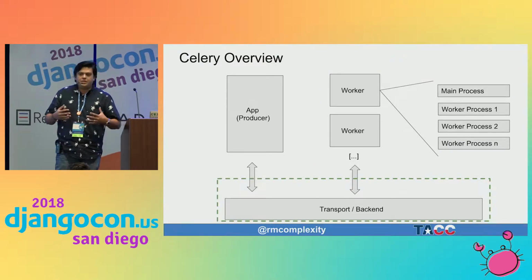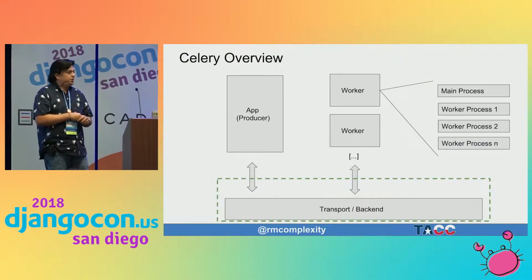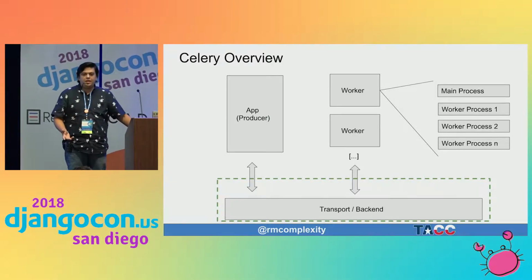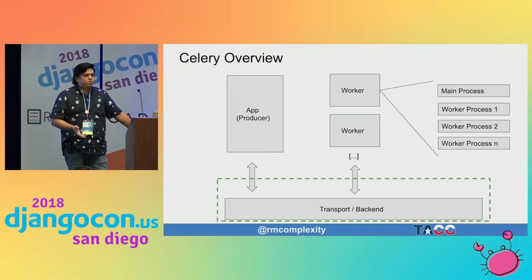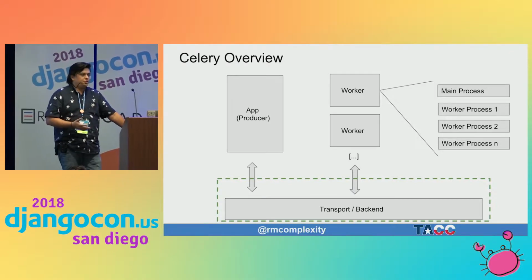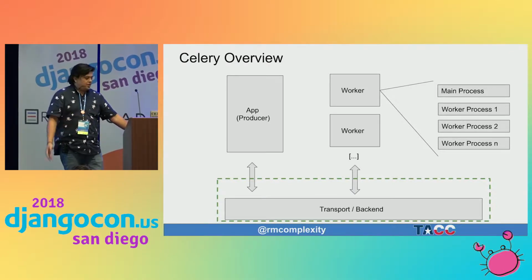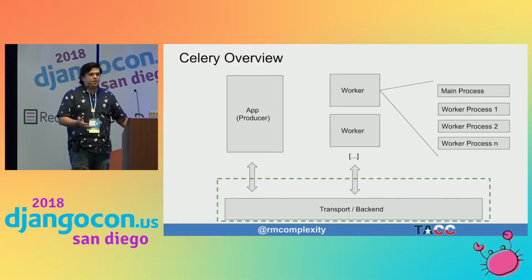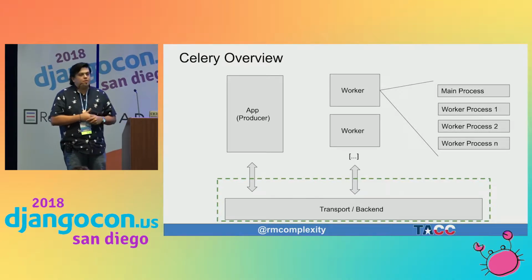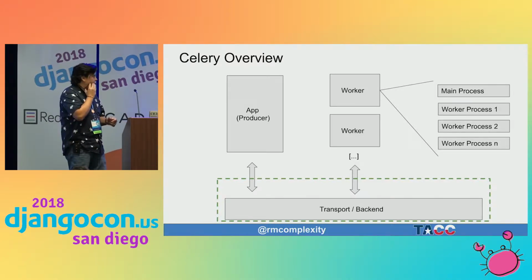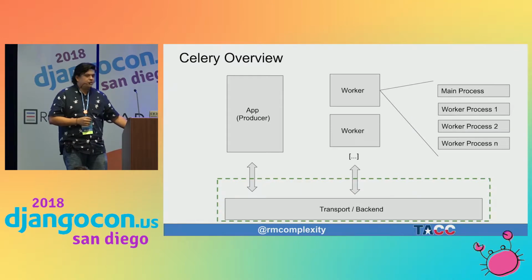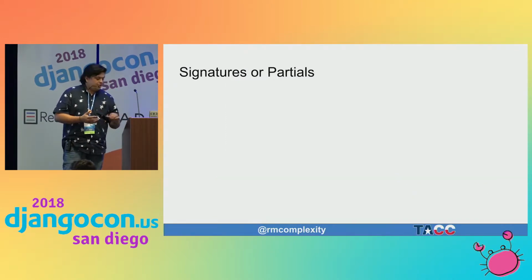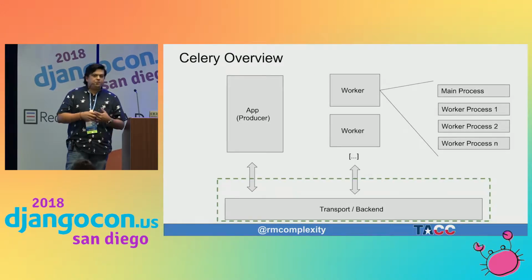And the way they communicate between themselves is using something called a transport, which is usually something like RabbitMQ, or we can also use Redis. There's support for other types of transports, even a simple file transport. And we can also use a backend, which is what we use to save the different task results. So how can we start building these different workflows with Celery?